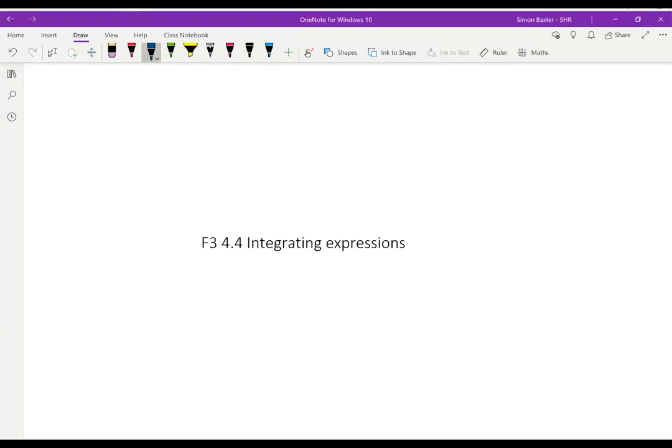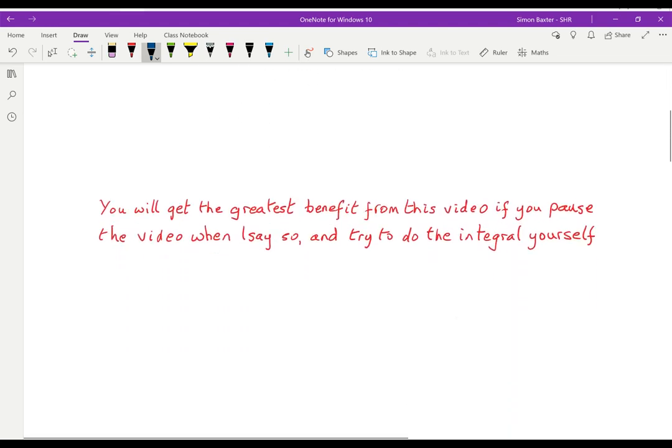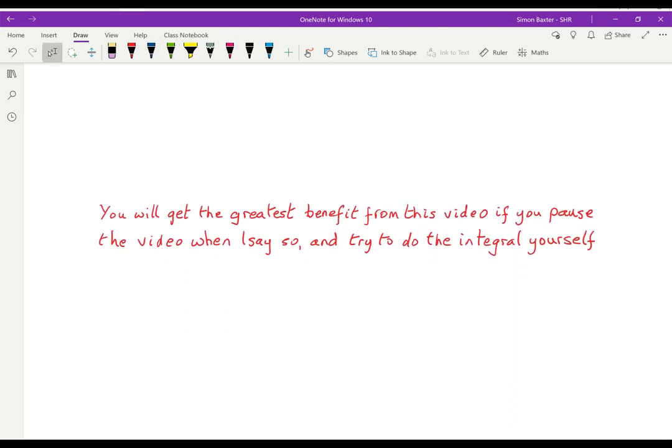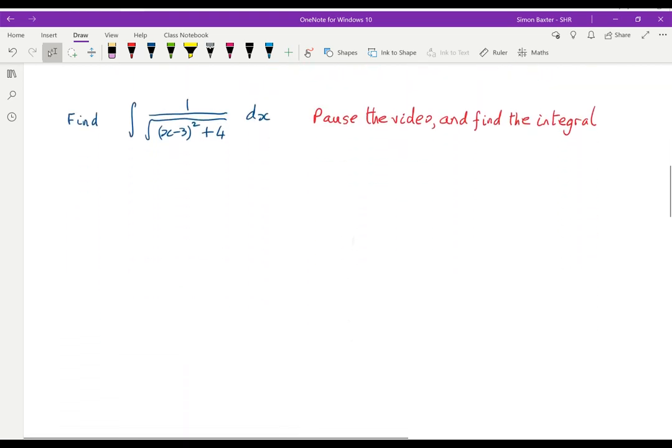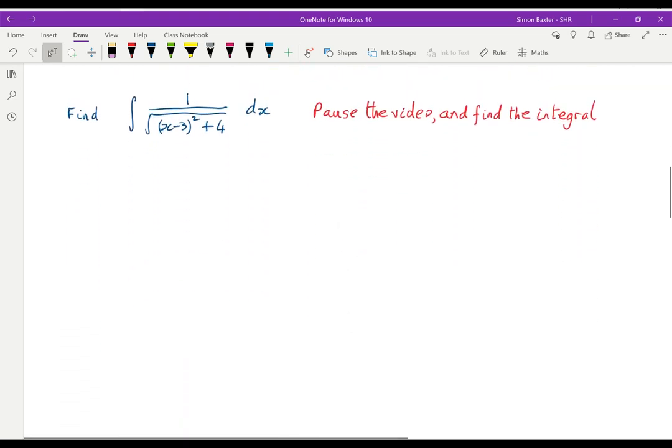In this video, we're going to integrate some more complicated expressions. As in an earlier video, you'll get the greatest benefit from this if you pause the video when I say so and try to do the integral for yourself. So let's go on and look at the first one. Pause the video, please, and see if you can find the integral. You should be able to.